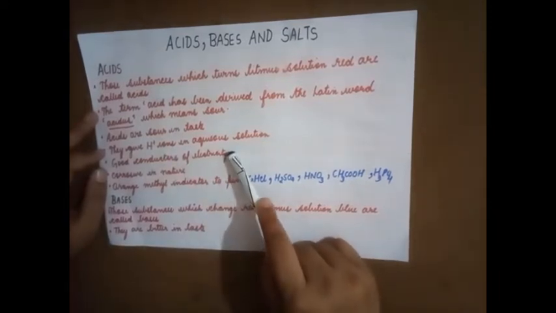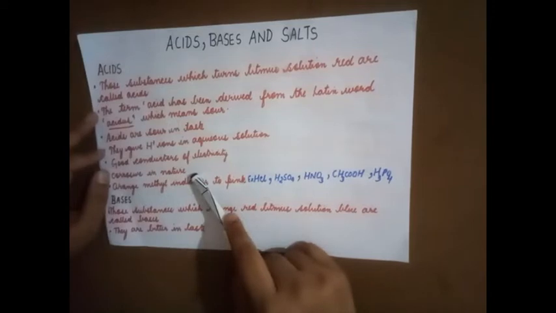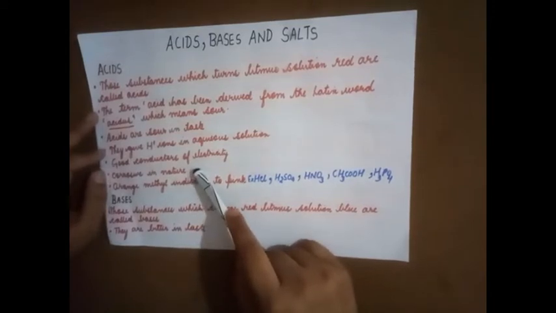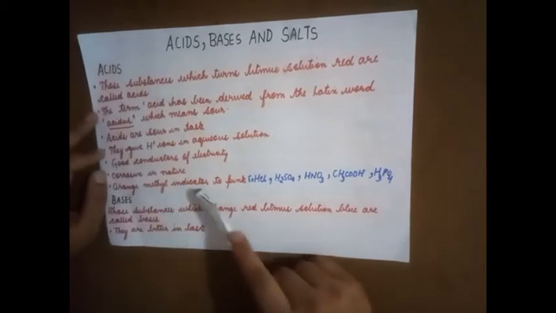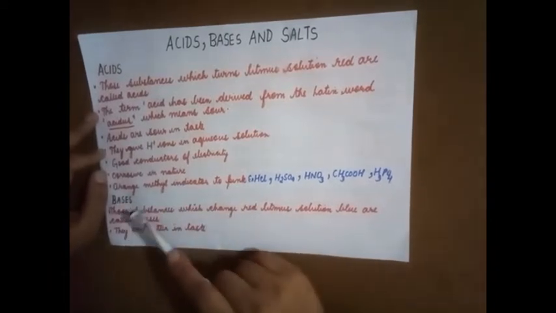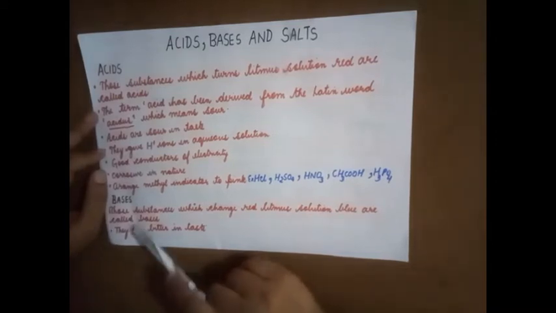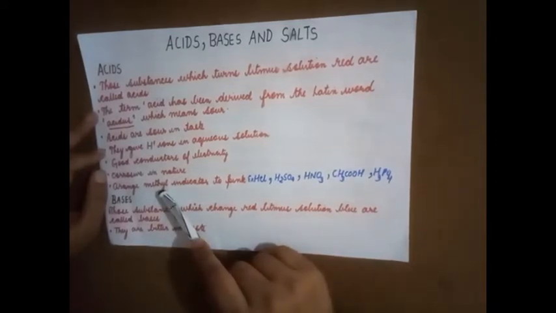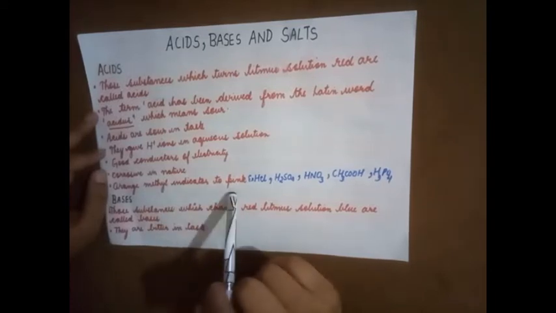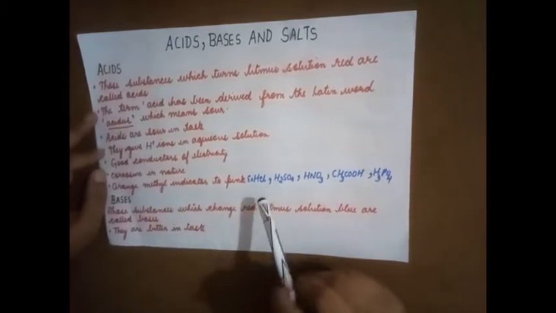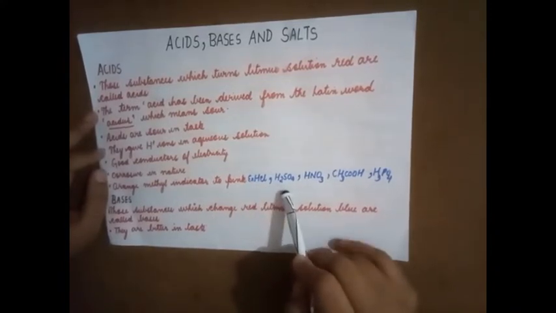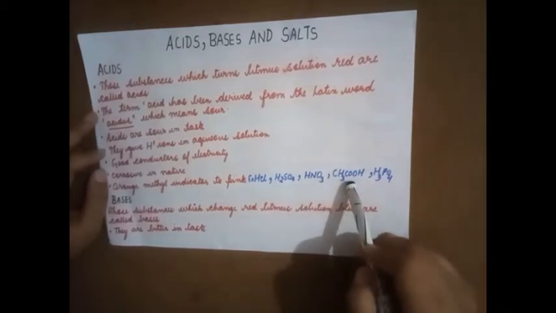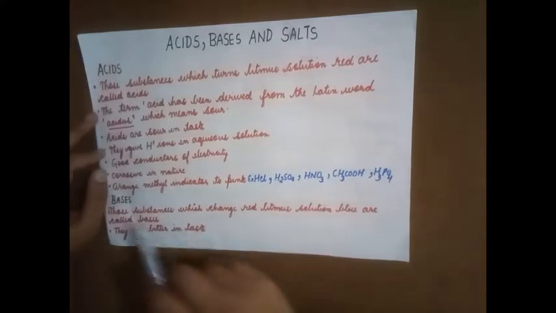And it is a good conductor of electricity. Corrosive in nature, it means it can cause damage to the skin. Concentrated acids can cause damage to the skin. Turns methyl orange indicator to pink. Now, as the name itself is telling you, methyl orange is an indicator. Now, the indicator is turned to pink. And few examples of the acids are HCl, sulfuric acid, nitric acid, acetic acid and phosphoric acid.